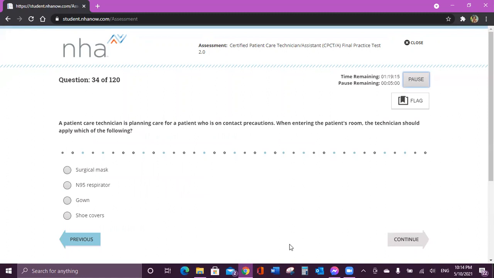A patient care technician is planning care for a patient who is on contact precautions. When entering the patient room, the technician should apply which of the following? B.